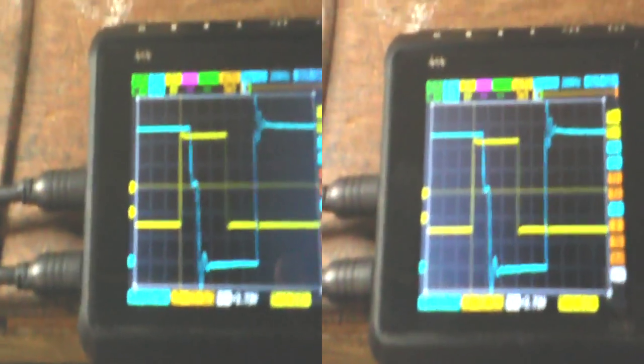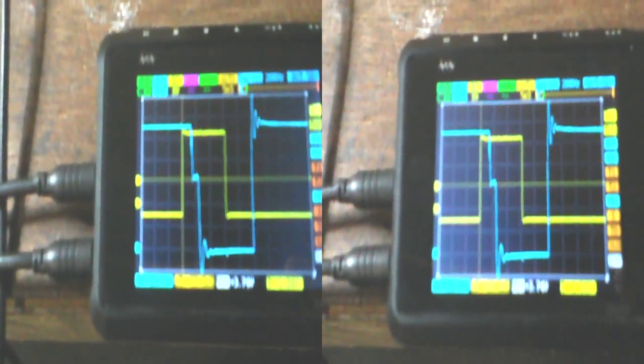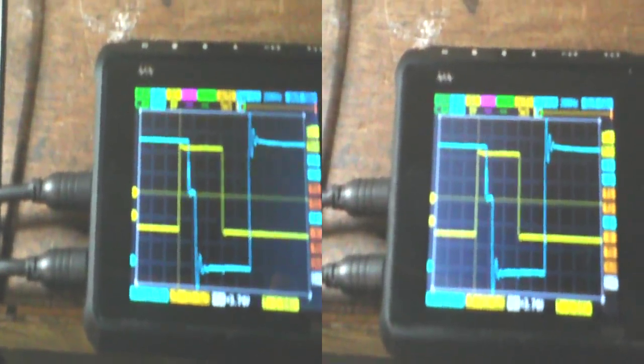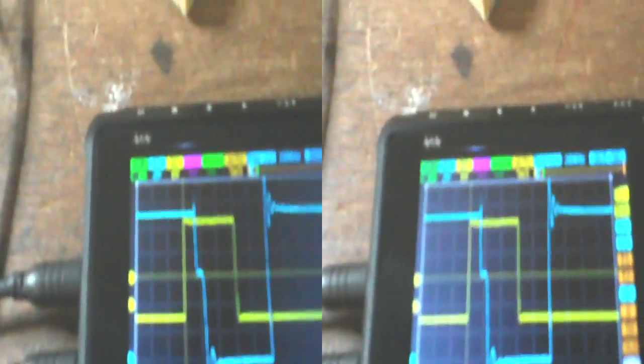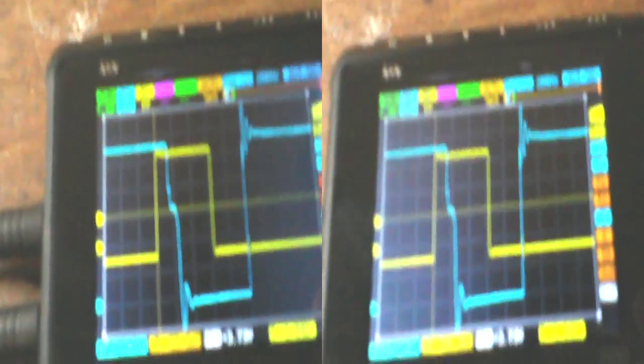Anyway, you can see there that there's a really nice square wave, which is the input wave. That's taken off from across the output of the 5 volts from the Arduino. That's cleaned up nicely now, right?